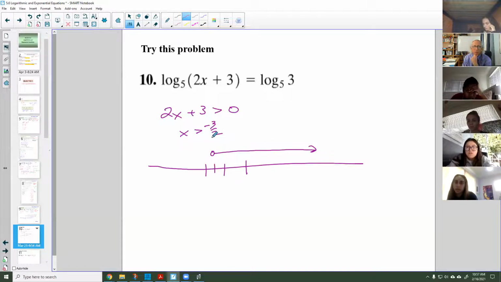I would define the domain. Okay, so we did that. Yeah, we did. x is greater than -3/2, to infinity.